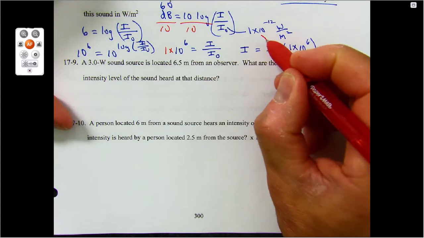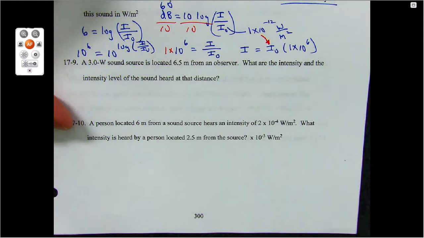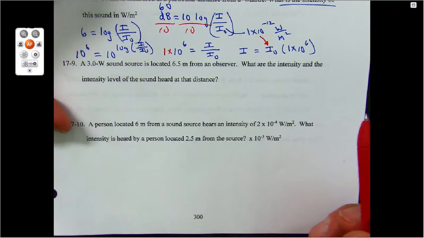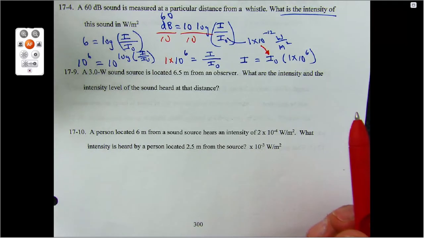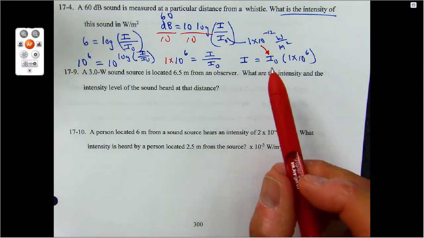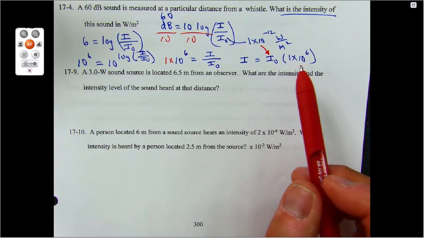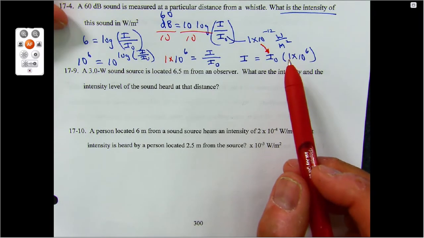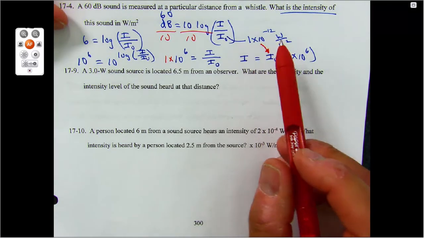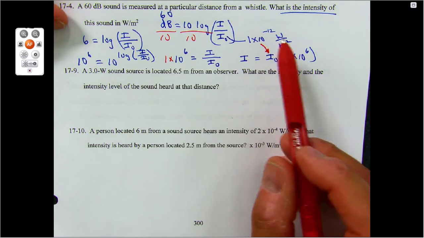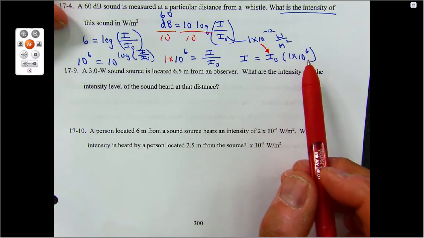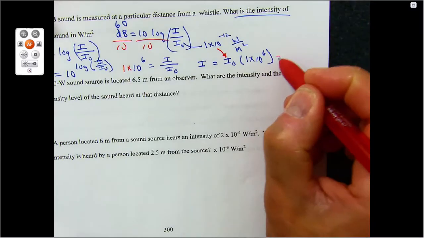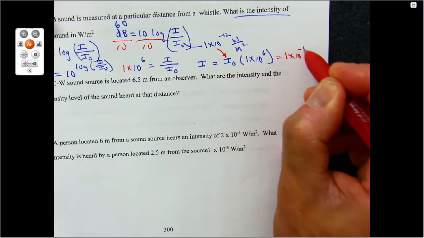So here's my I sub O number. That should come out to be our intensity. Yeah, 1 times 10 to the minus 12. And you can do this without a calculator. If this is a 1 and this is a 1, we can add the exponents. Negative 12 plus 6 is negative 6. We should get 1 times 10 to the minus 6.